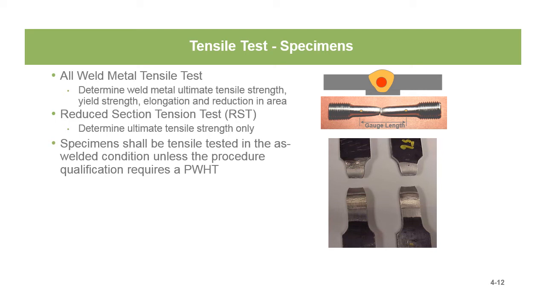Specimens shall be tensile tested in the as-welded condition unless the procedure qualification requires a post-weld heat treat. So what this is telling us is that you can't do a test coupon, send it to heat treat, pull the samples, have the samples pass, and then go out in the field and use that procedure without post-weld heat treat. If you have a procedure and you use post-weld heat treat, all the welds have to be post-weld heat treated.